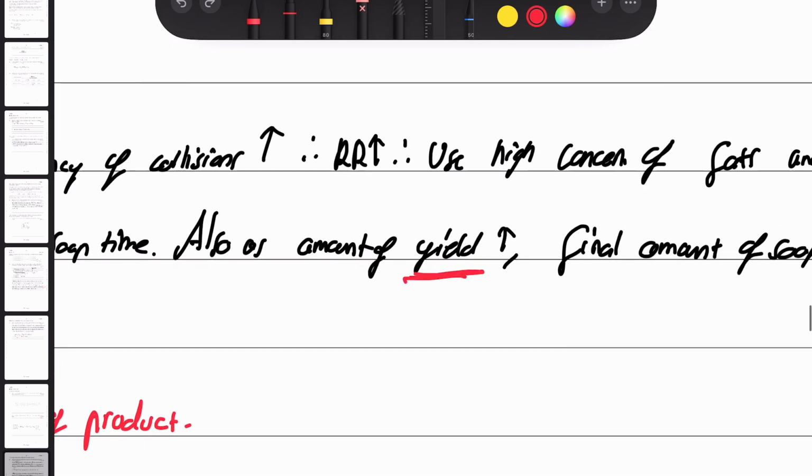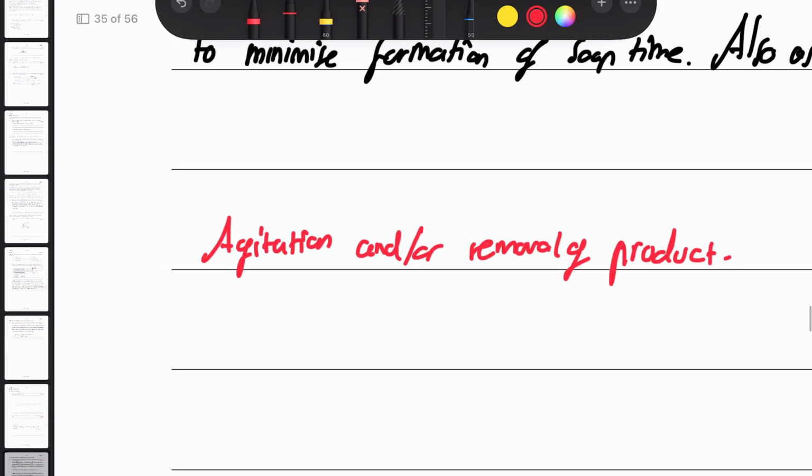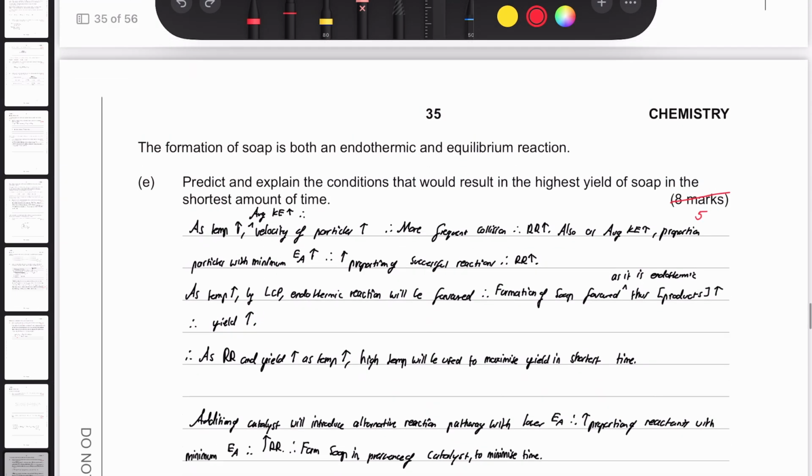This one I meant to say like reactants. I mean, because that doesn't even make sense. Anyway, and then I lost another one because you needed to talk about agitation or removal of product, because agitating it will increase the surface area, so then there's more collisions, and removing them will minimize the reverse reaction, so you increase your yield. So 3 marks lost there.